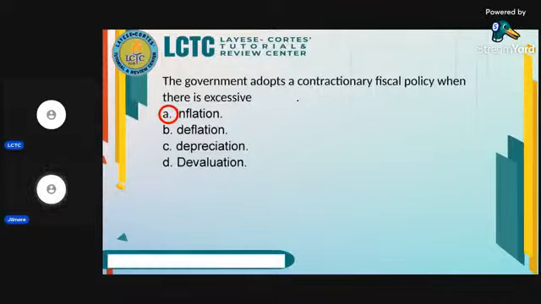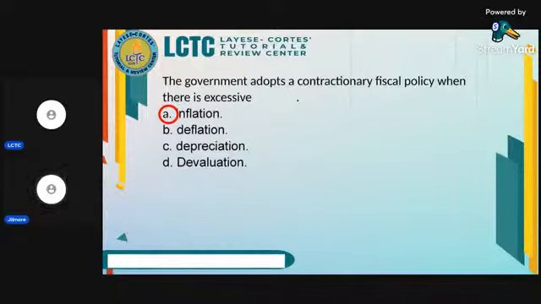Now, there are two fiscal policies that the government can adopt. It's the contractionary fiscal policy or the expansionary fiscal policy. Okay, let's talk about this one later. This might be included in the actual exam, economics, no? Maybe. Okay, the government adopts a contractionary fiscal policy when there is excessive inflation. Contractionary. Okay.